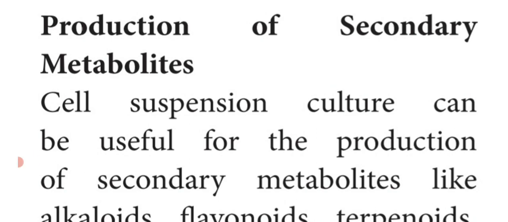Next one, production of secondary metabolites. What are secondary metabolites? Those already present in the plant parts, that is enzymes, amino acids, vitamins, hormones. These are all known as secondary metabolites. They are not directly responsible for the metabolic activities, but they help the primary metabolites in the metabolic activities. So these secondary metabolites are produced by the culture known as cell suspension culture.